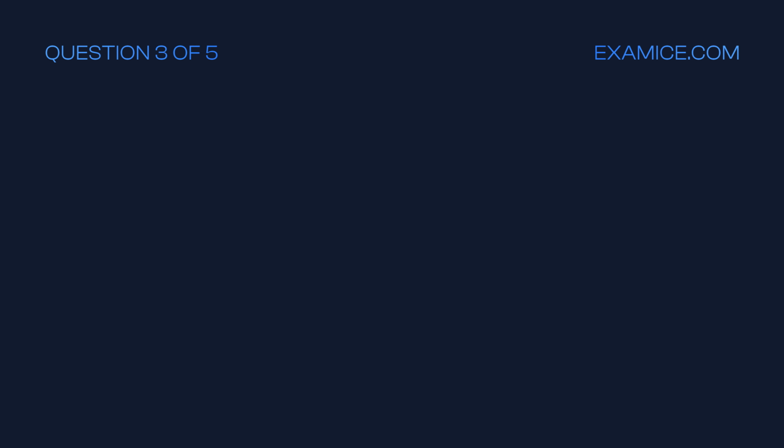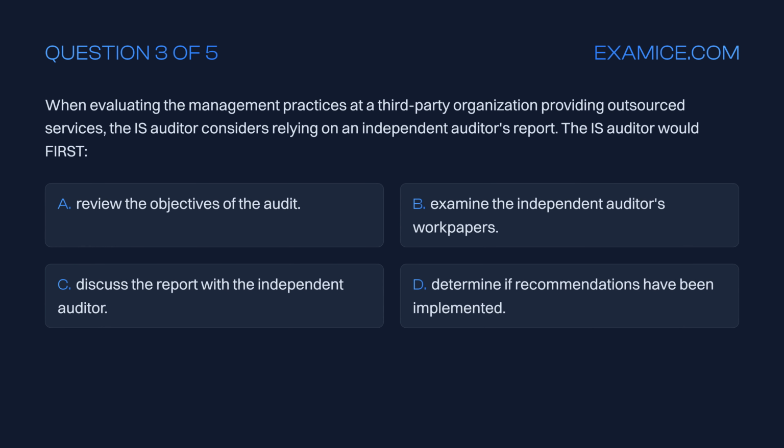Question 3. When evaluating the management practices at a third-party organization providing outsourced services, the IS auditor considers relying on an independent auditor's report. The IS auditor would first: Option A, review the objectives of the audit. Option B, examine the independent auditor's work papers. Option C, discuss the report with the independent auditor. Option D, determine if recommendations have been implemented.